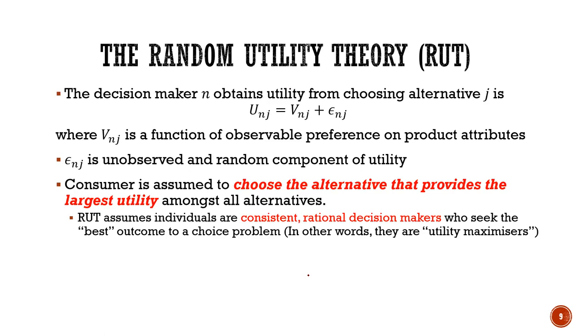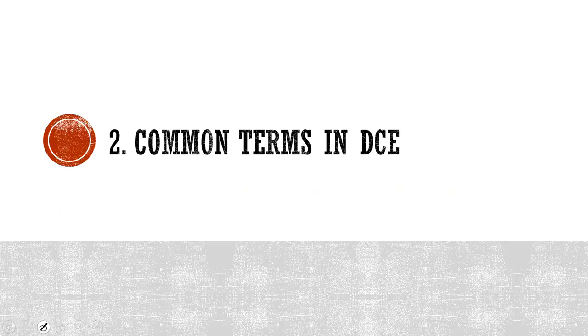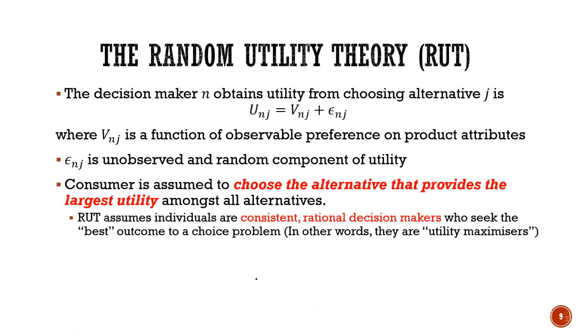Now, what is the theoretical basis of these models? So the choice models are based on a theory called the random utility theory. As per this theory, the important part is that the decision a consumer makes to buy a product is based on the overall utility that you will derive from that product.